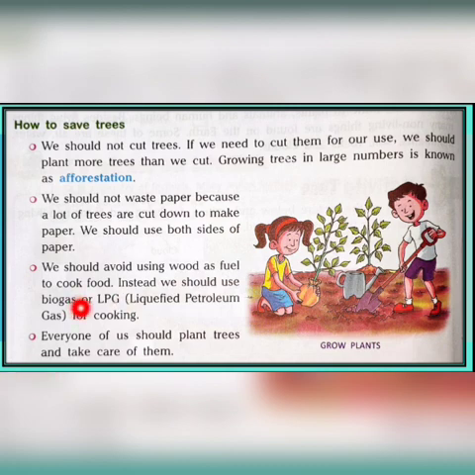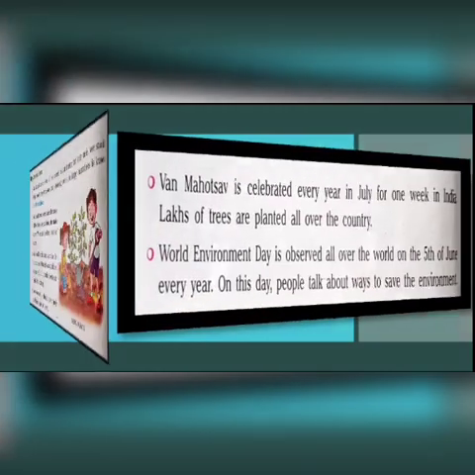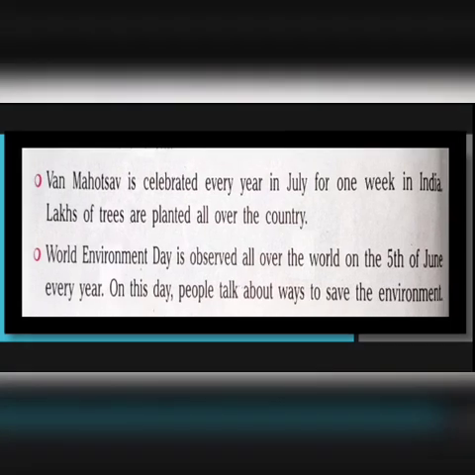Every one of us should plant trees and take care of them. Yes, so these are 4 ways how we can save trees. Okay, next one. Van Mahotsav is celebrated every year in July for 1 week in India. Lakhs of trees are planted all over the country.